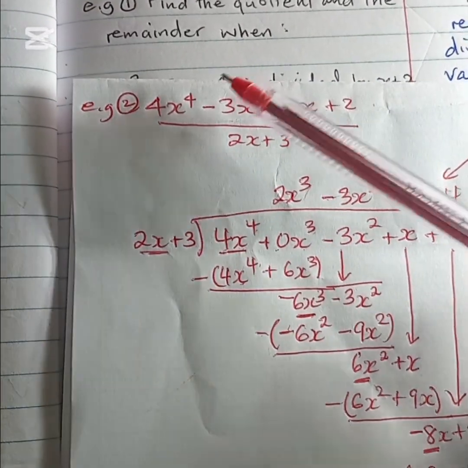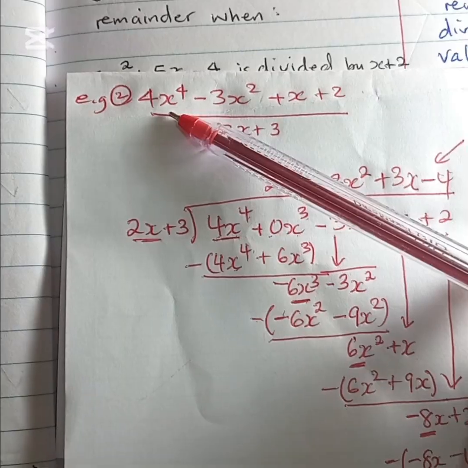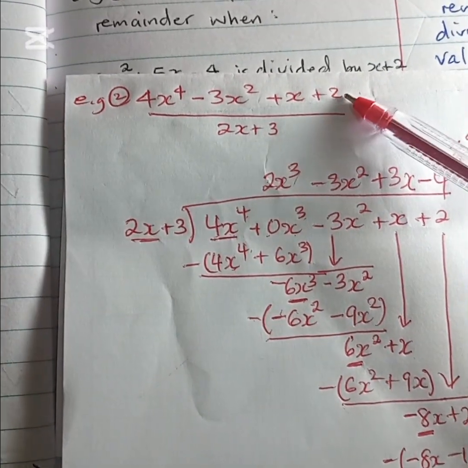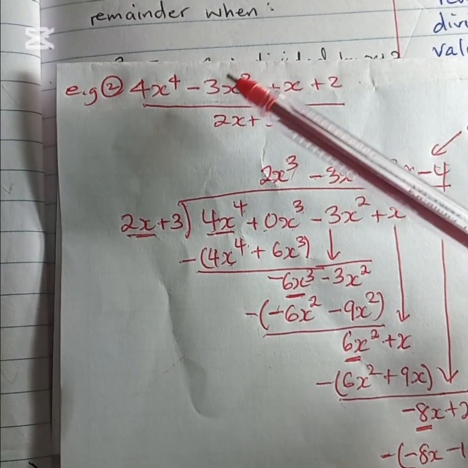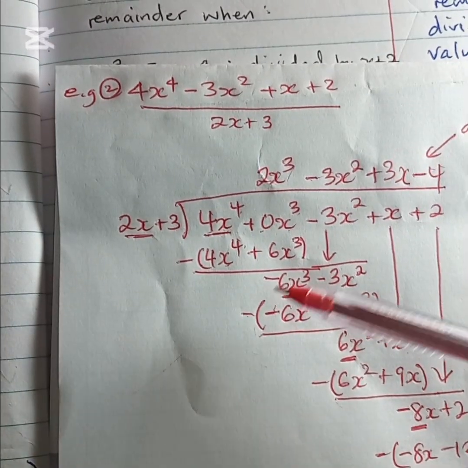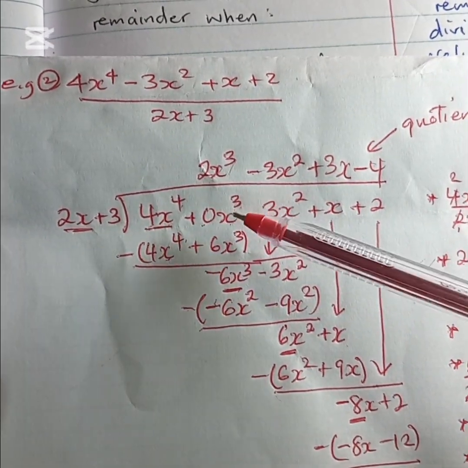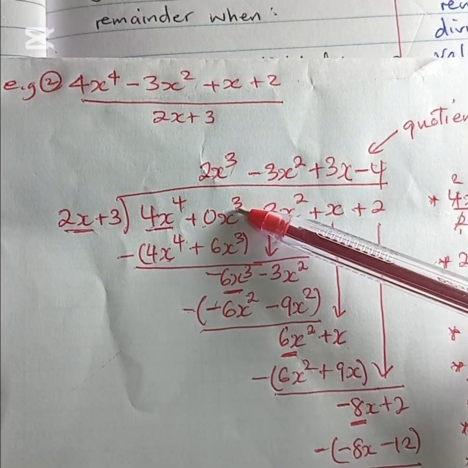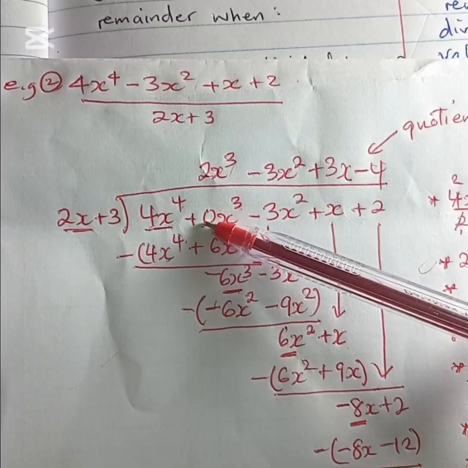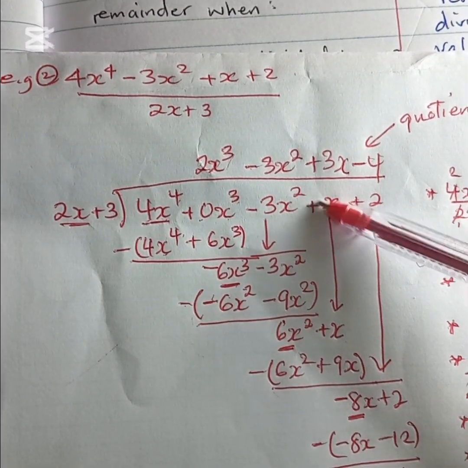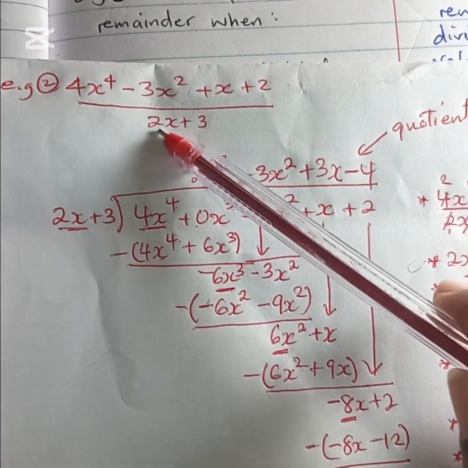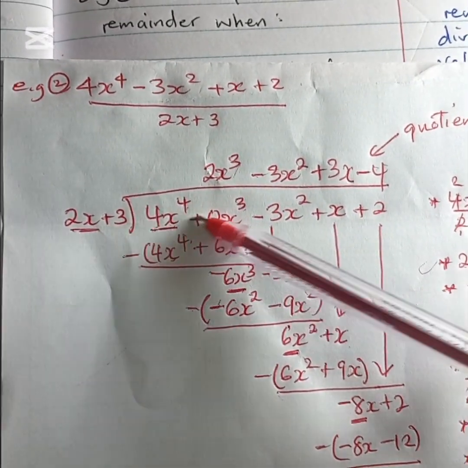Now take note. Here we have x to the power 4, x to the power 2, x to the power 1, and this one is x to the power 0. There's no x to the power 3. So what we do when we are dividing is we have to include x to the power 3. And so we have 4x to the 4th power plus 0x cubed minus 3x squared plus x plus 2. That's our dividend. And 2x plus 3 is our divisor.